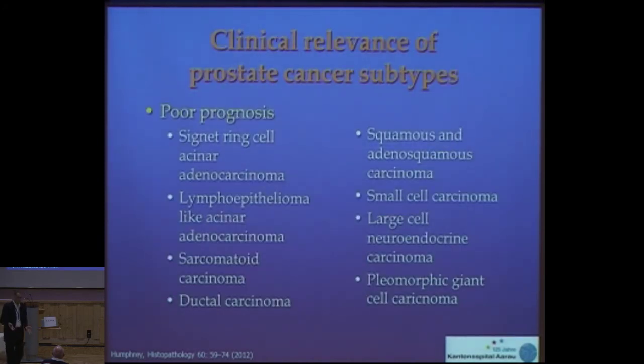So, what is the clinical relevance? As I mentioned, the subtype gives you some information on which are the bad guys, and which are the ones we can really treat as conventional prostate cancers, as you all know. So these are the really bad ones. This is the signet ring, the lymphoepithelioma-like, the sarcomatoid, the ductal, the squamous and adenosquamous, the small cell, of course, and the neuroendocrine large cell, and the pleomorphic giant cell.